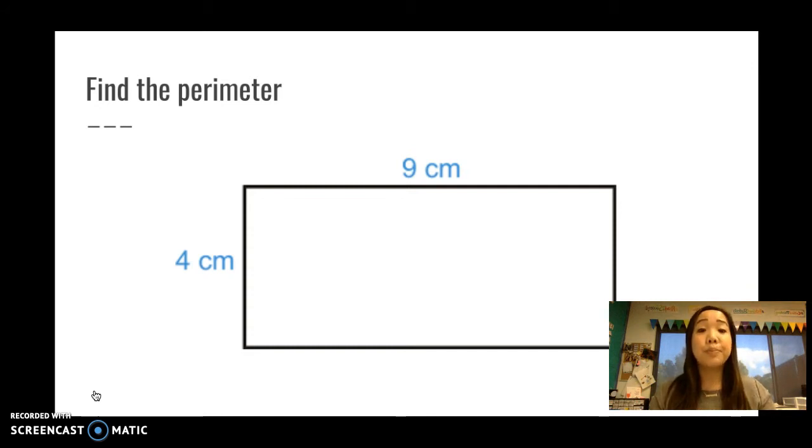I can also add up my length and my width and multiply that by 2. So if 9 and 4 gives me 13, I know that 9 and 4 for the missing sides is also 13, and 13 times 2 is 26.